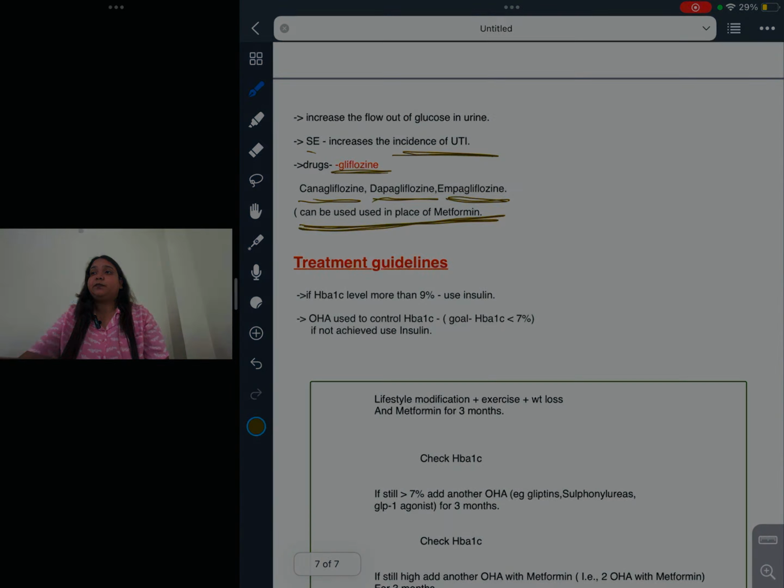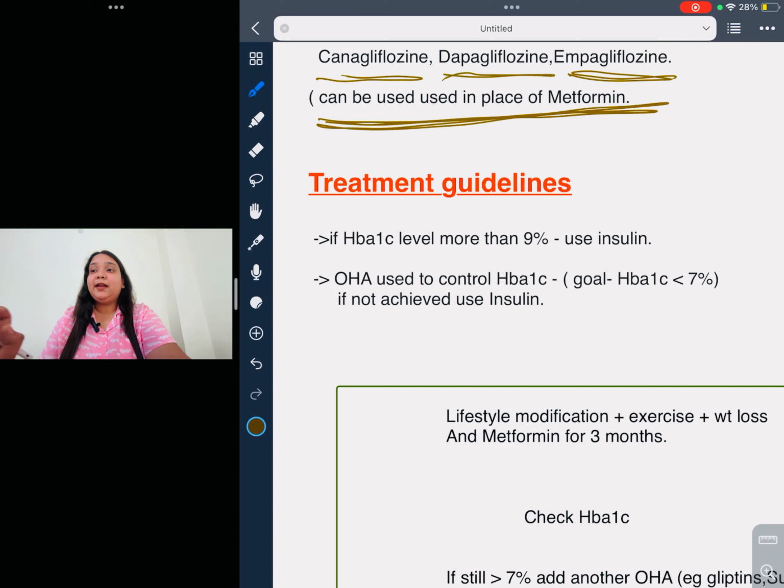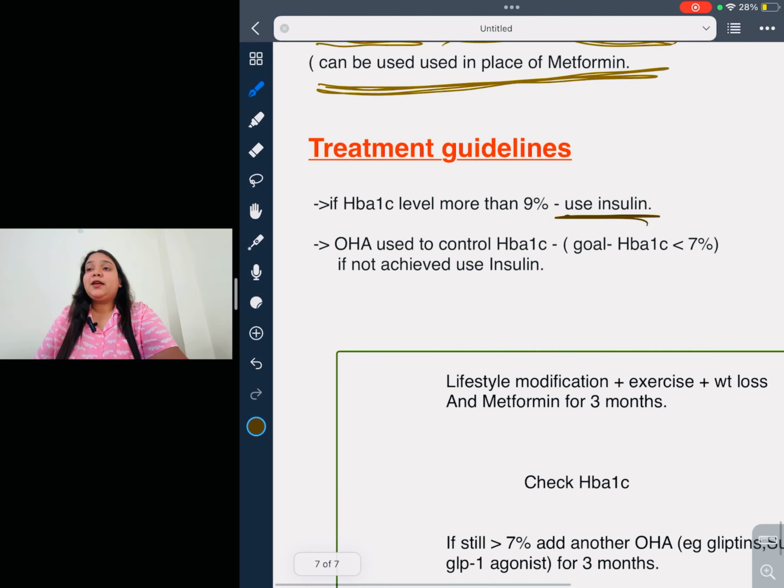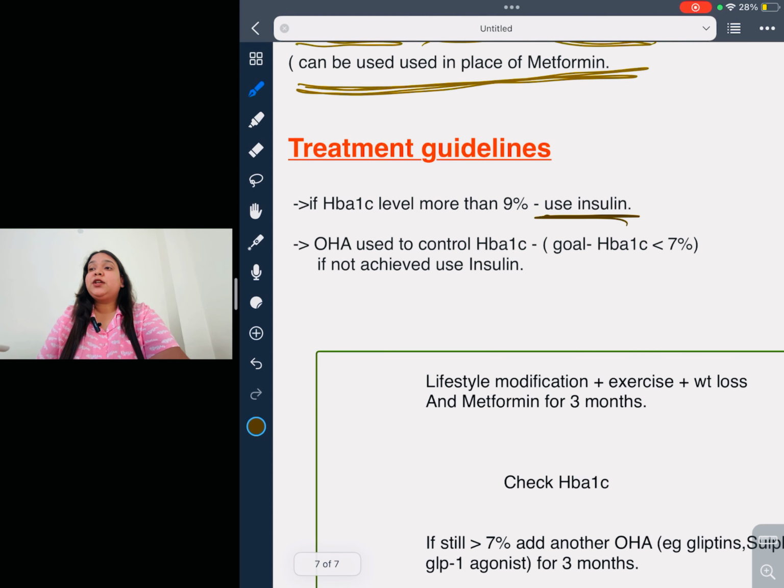So now let us start finally with the treatment guidelines of diabetes mellitus type 2. Now, if the HbA1c level of your patient is more than 9, then you have to directly go for insulin. Before giving the OHAs, you have to go for insulin to control the glucose level. But if the HbA1c level of the patient is less than 7, then you can use your OHAs. But if it is not controlled, again you have to go for insulin.